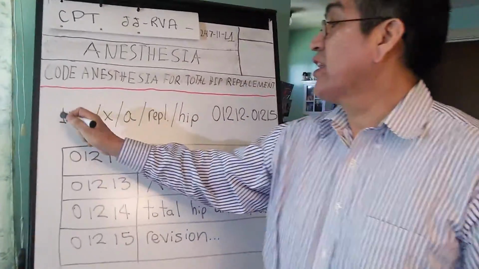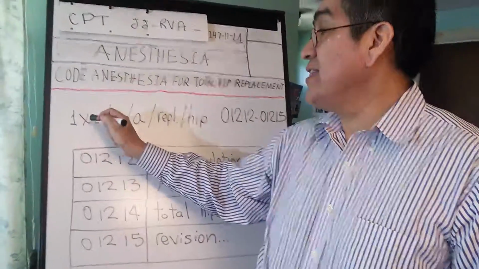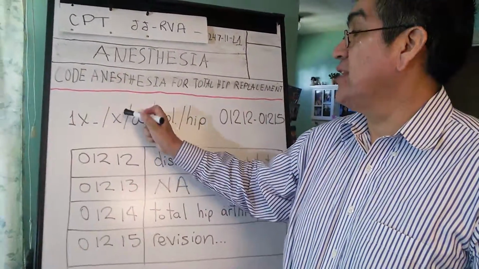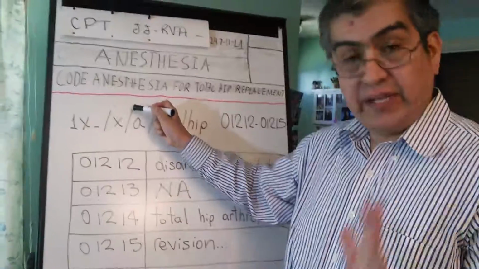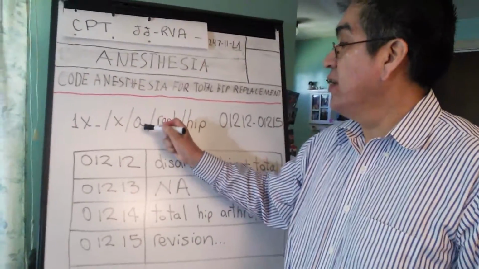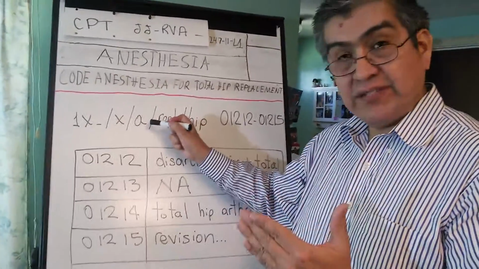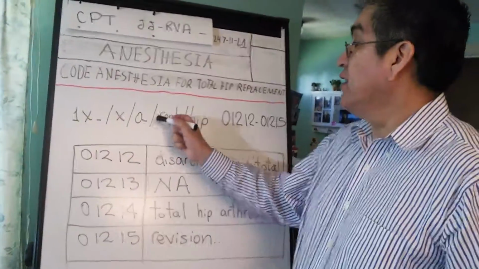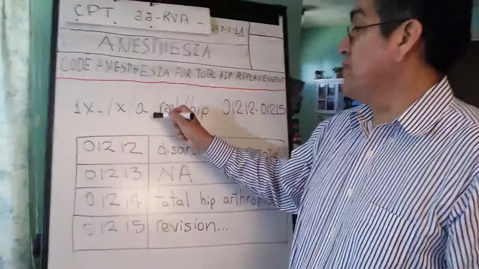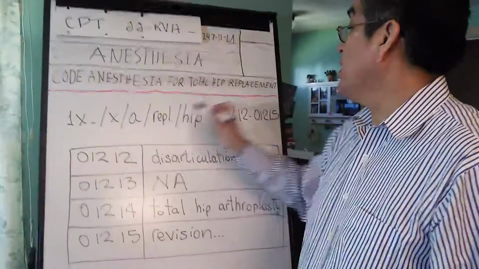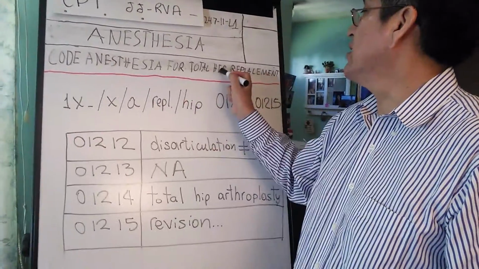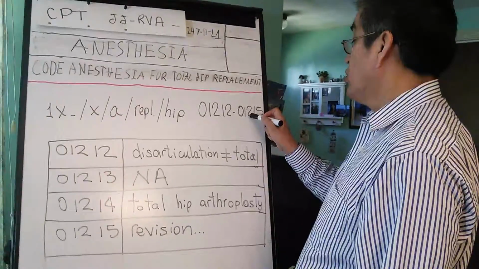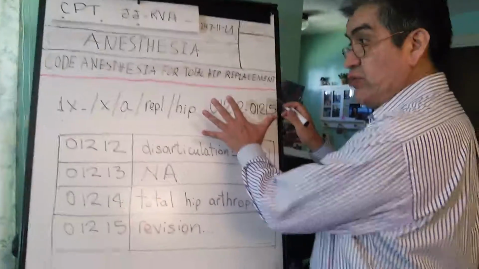Okay, so the problem is code anesthesia for total hip replacement. Using the index, this is the path. The index is alphabetical, so you go to anesthesia, and in the anesthesia section the subcategories are indented. You go to replacement because it says replacement here, and then to hip because it says hip here, and it gives you a range of codes, 01212 to 01215. This is what you get from the index.